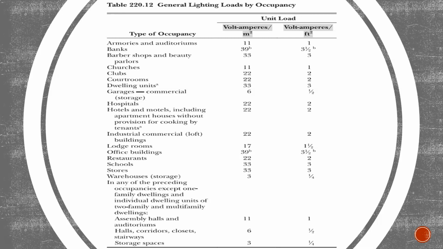Since we're doing a dwelling calculation, on our type of occupancy we're just going to go down till we find dwelling unit, and then straight across till we're under the volt amps per square foot, and we see a 3. In other words, what we're going to be doing for our step number 1 is taking the square foot of the dwelling unit and multiplying it by 3 volt amps per square foot. And that's all we're going to be doing for step number 1. So for step number 1, we come out to 7,500 volt amps total. We had a 2,500 square foot dwelling, 3 volt amps per square foot, 7,500 volt amps, sorry.